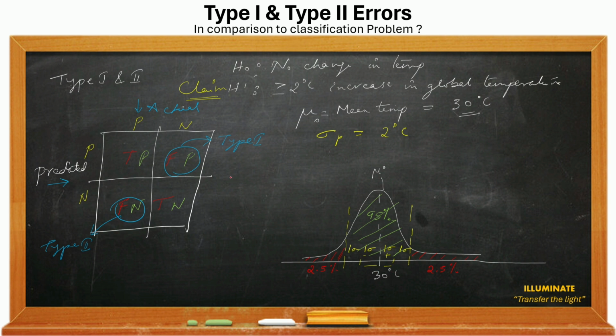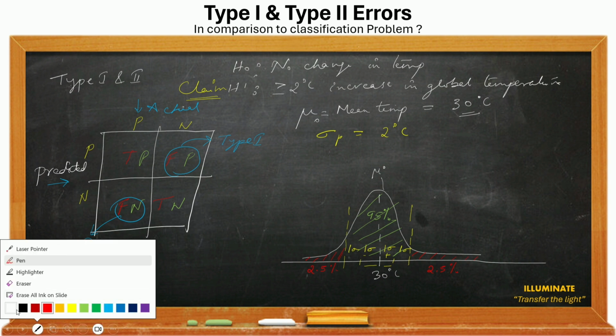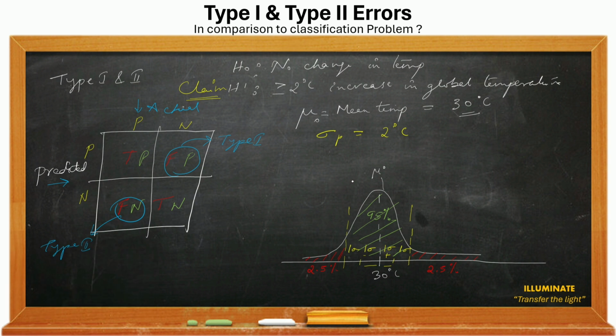So in this we have 30 as a mean temperature. Now let's understand this with respect to what we have here in type 1 and type 2 error. Now this drawing is based on the null hypothesis. So this is nothing but our null hypothesis. Whatever comes under this green area is what we accept, or fail to reject, the null hypothesis H0. We accept H0.